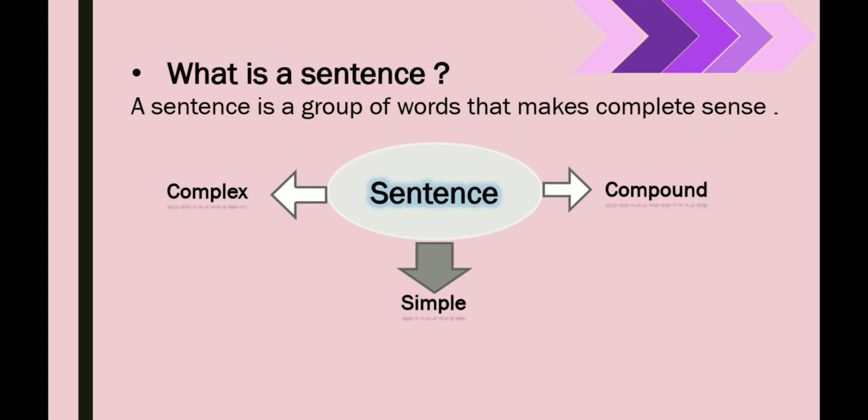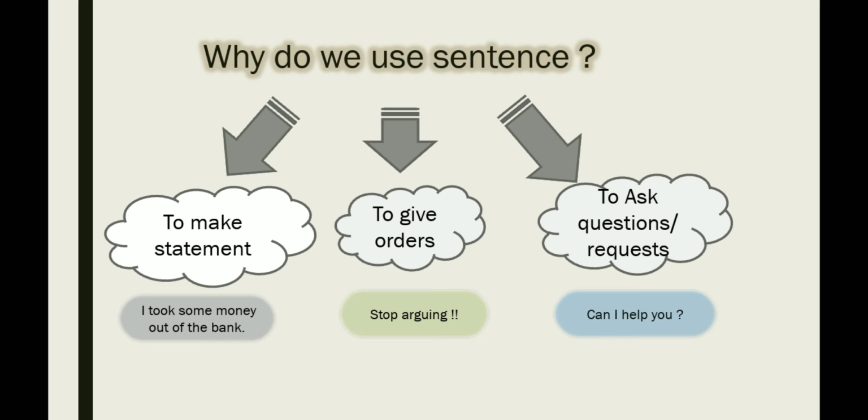What is a sentence? A sentence is a group of words that makes a complete sense. It contains a subject and the main verb, and begins with the capital letter and ends with the full stop. There are three types of the sentence: simple sentence and the compound and the complex one. So why do we use a sentence in our daily life? To make statements, to tell something, or to ask questions or make requests, or to give orders.